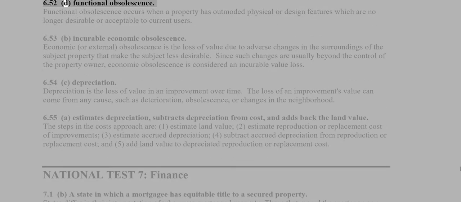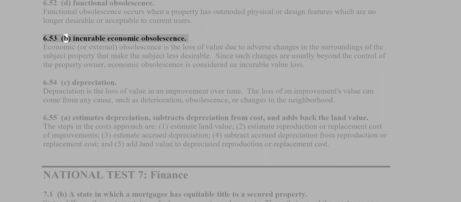6.52 d. Functional obsolescence. Functional obsolescence occurs when a property has outmoded physical or design features which are no longer desirable or acceptable to current users.